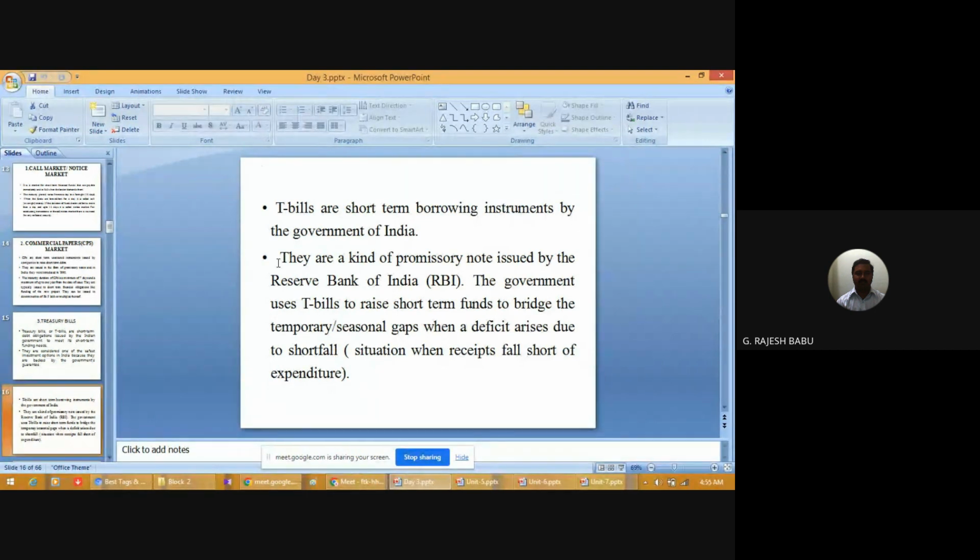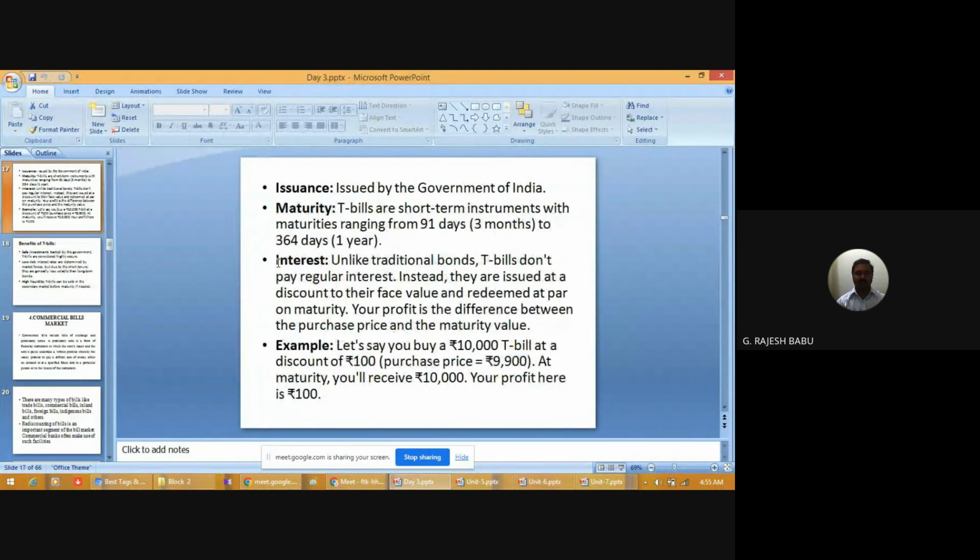The government uses treasury bills to raise short-term funds to bridge the temporary or seasonal gap when a deficit arises due to a shortfall, or situations when receipts fall short of expenditure. They are issued by the government of India, with maturities ranging from 91 days, that means 3 months, to 364 days, 1 year.